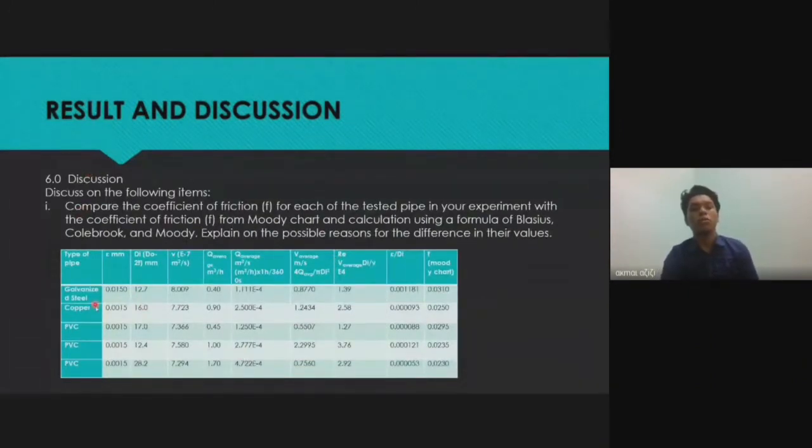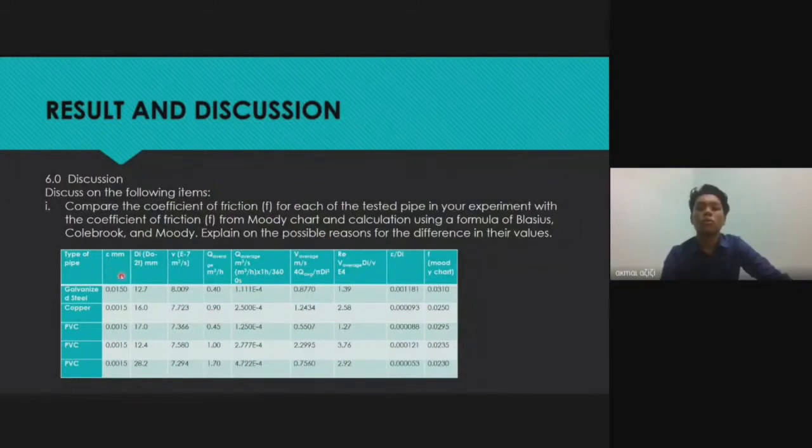Firstly, we need to know the roughness of pipe for each type. We can search on Google based on the type. Okay, and we can calculate. Now we will compare the coefficient of friction F that we get from the Moody chart and compare it to the one that we get from formula of Blasius, Colebrook, and Moody. Here we calculate to get the F from the Moody chart.